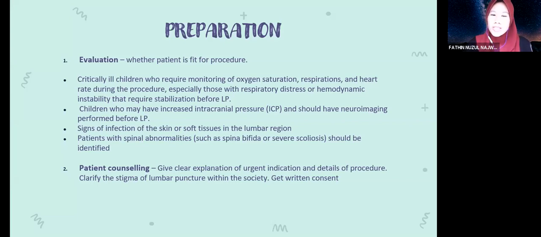Okay, and also aside from that, we should also get written consent and not just the verbal consent.